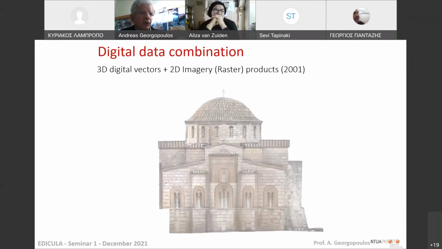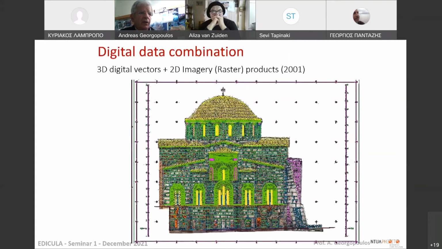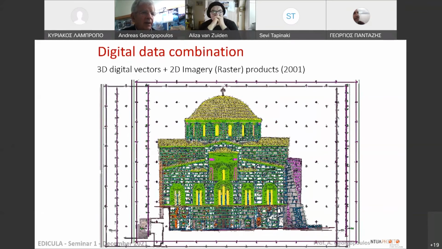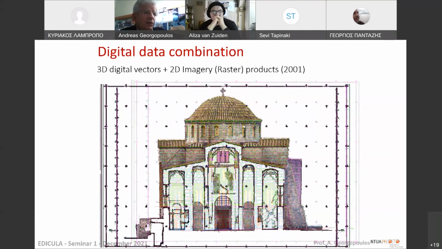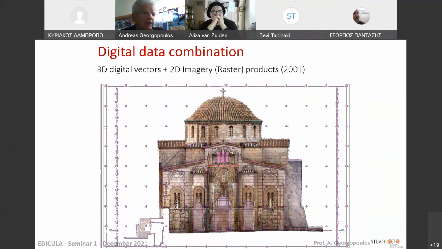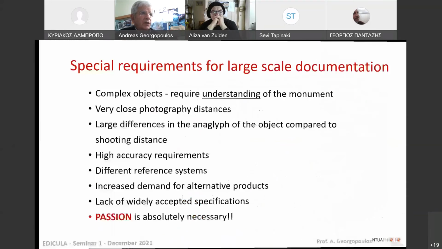Just an example of a combination of raster and vector images. This is an older application that we did in a Byzantine church, UNESCO World Heritage Monument here, very close to Athens. You see a sequence of raster product and then a vector product, and then a combination of raster and vector. It was a section, and then we came back to the eastern facade of the church.